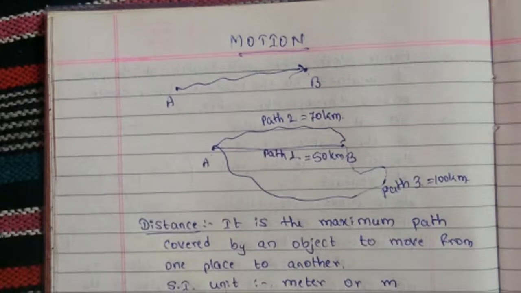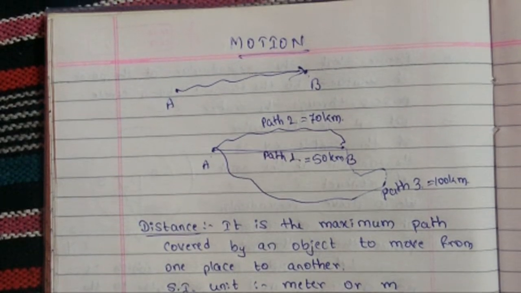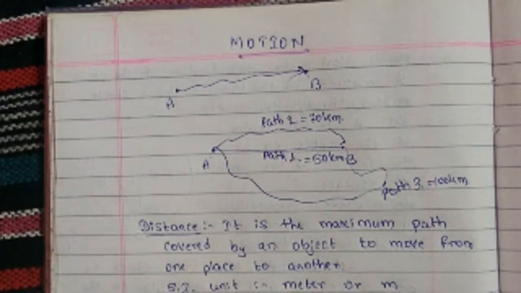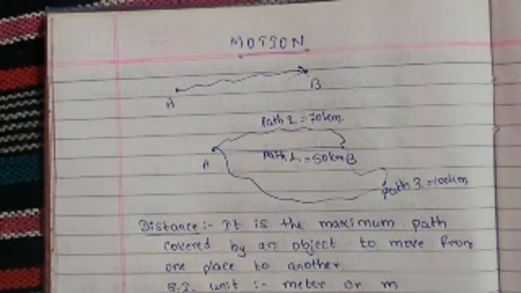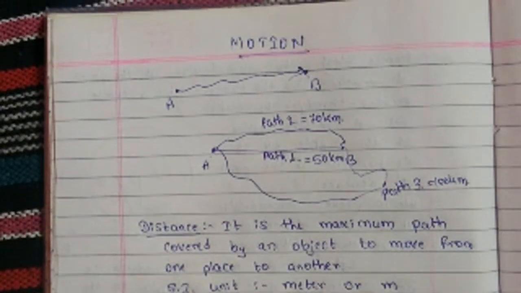Path 3 is distance, given by Chetan and Devraj. Any other answers? Sharada, Suraj, path 3. Then comment me which is displacement here. Which path is displacement? Path 1, path 2, or path 3?